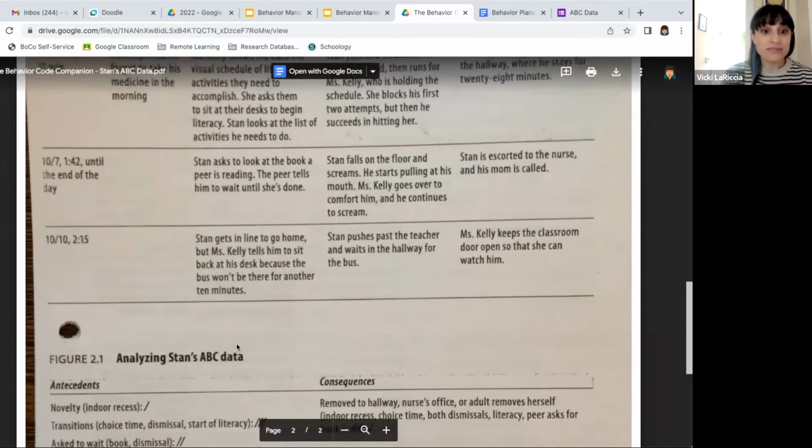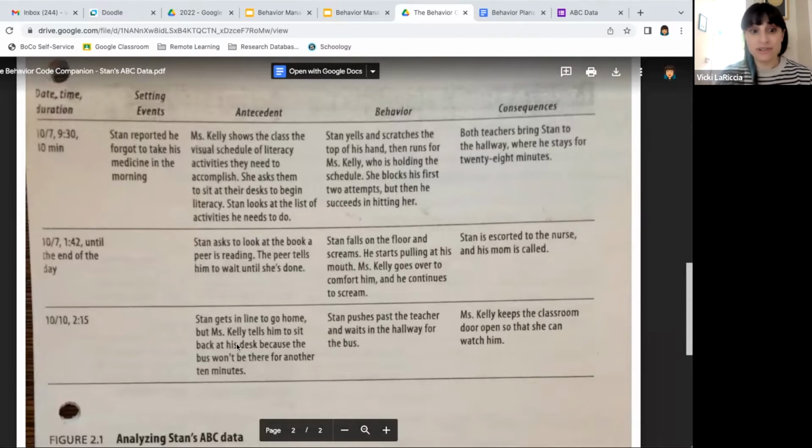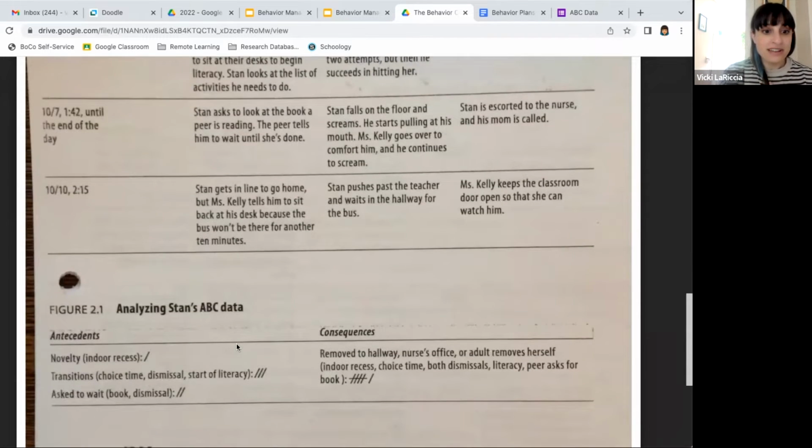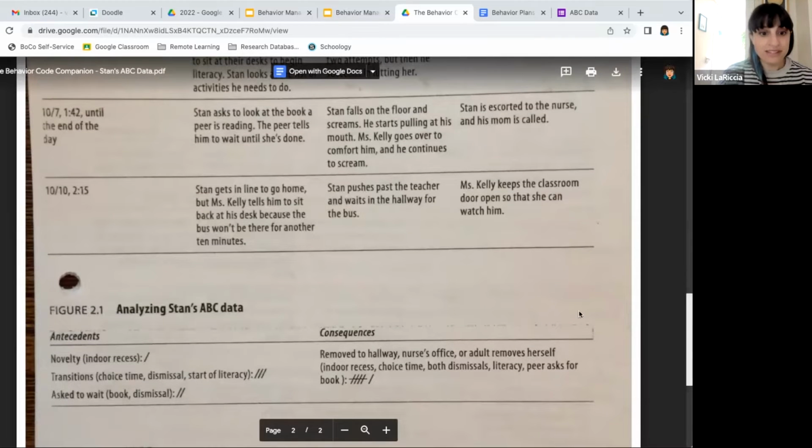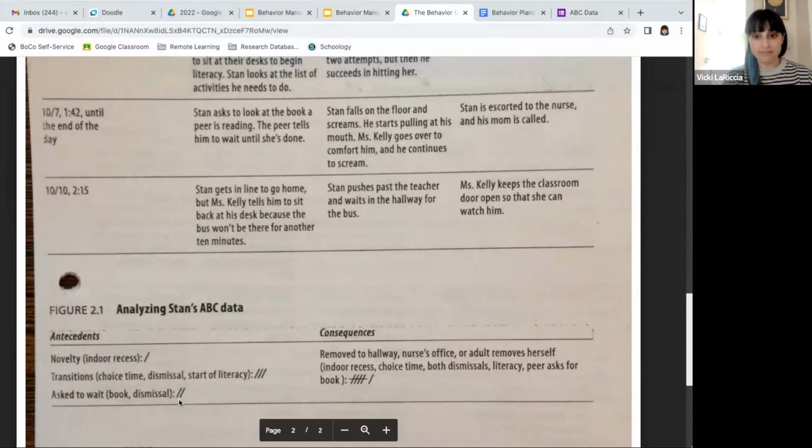So this analysis has been done for you, and I'm going to show it to you. And you can see the patterns here. Look, it's at the bottom of the screen. If we look at all the antecedents, one time there was something new that happened. There was indoor recess. 3 antecedents included transitions, and 2 antecedents were when Stan was asked to wait. Not the most consistent patterns, but maybe those transition times might have a pattern.